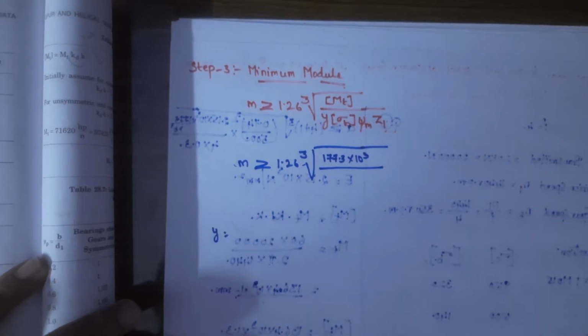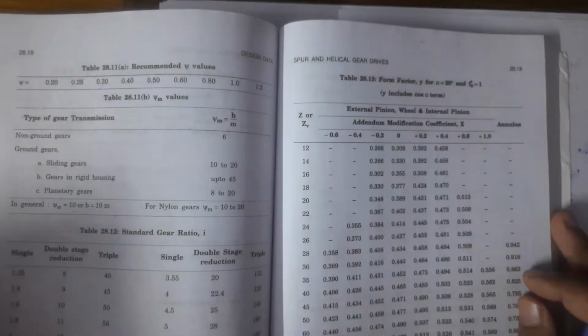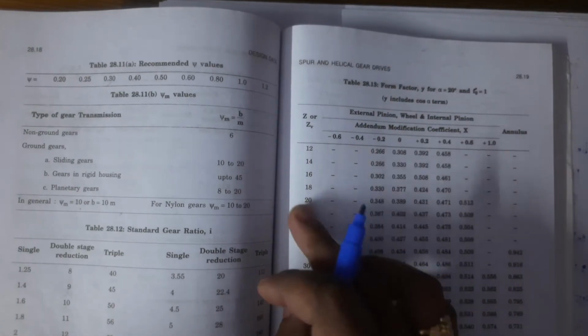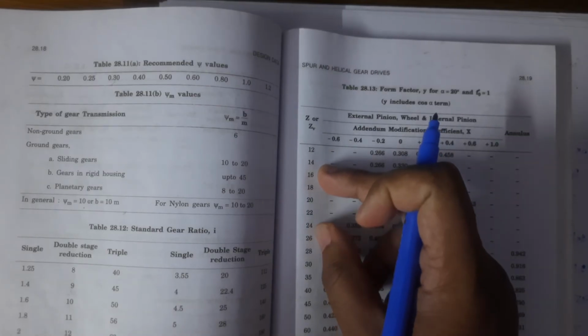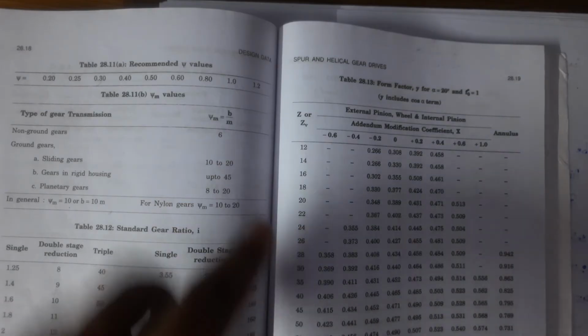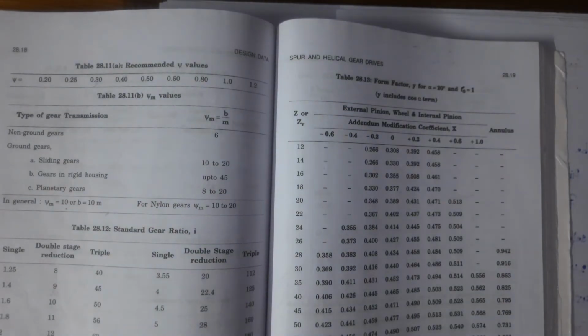So what is meant by y value here? That is your form factor value. So see here, in page number 28.19, table number 28.13, you can find the form factor value, that is y value. That will be based on the z value, so the number of teeth. From 16 to 24 teeth is the medium loading condition, 12 to 14 is the low loading condition, and above 26 is the high loading condition. We have to go for an assumption case here, so we select the teeth between 16 and 24 only.